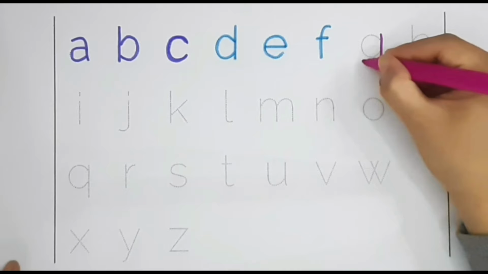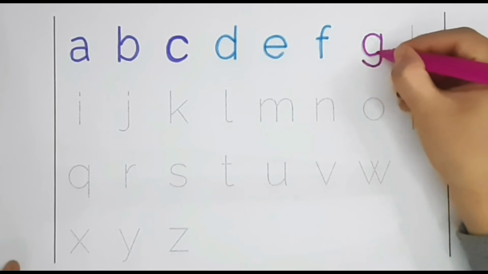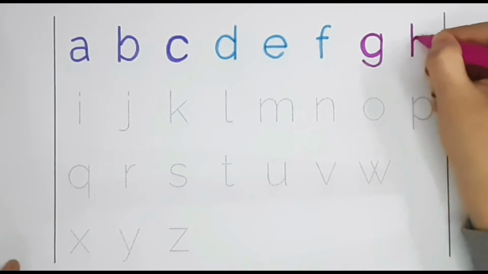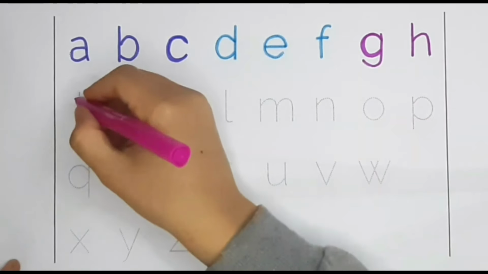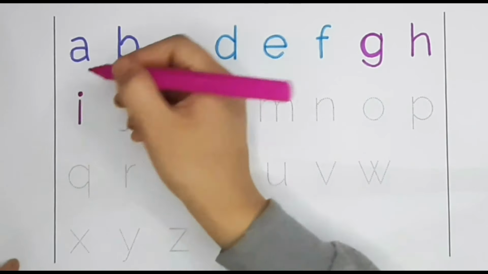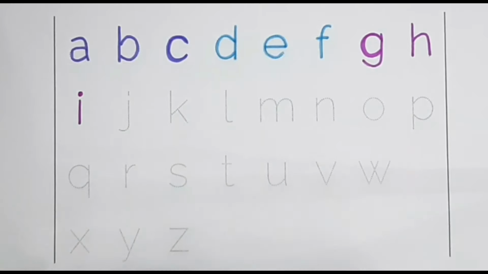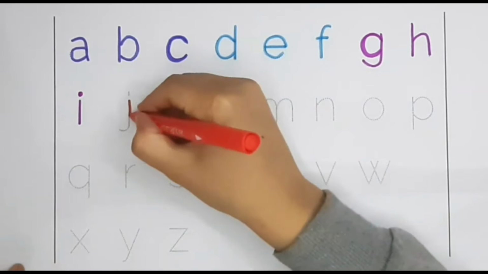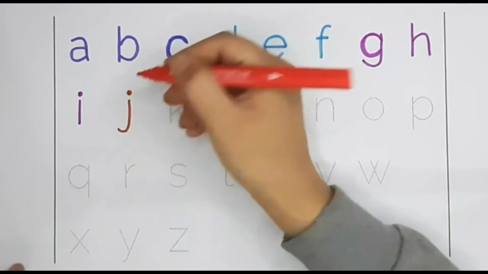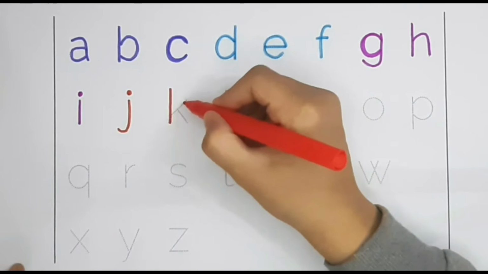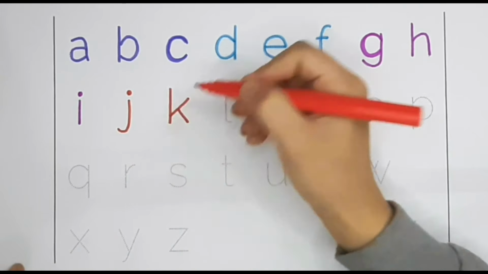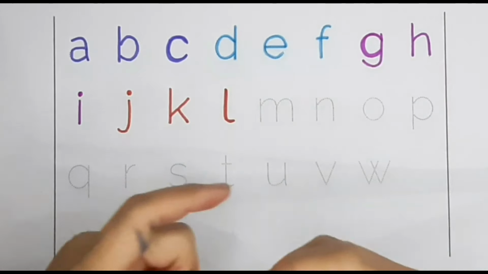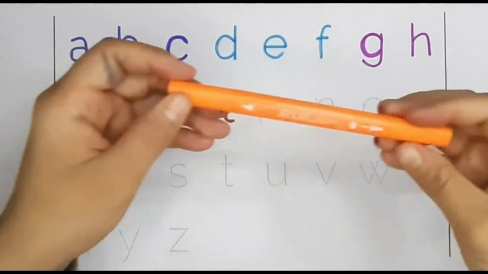G is for goats. H is for hare. I is for iguana. Red. J is for jaguar. K is for koala. L is for llama. Orange.